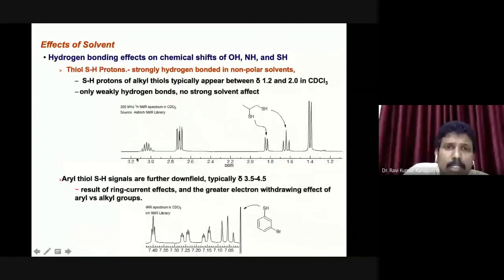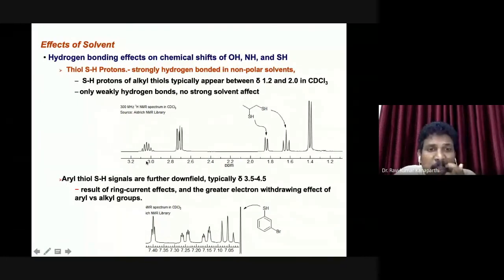And when it comes to the thiols, again a similar discussion: the thiol protons don't show much broad nature like NH and OH protons. These effects are very small. The SH protons of alkyl thiols typically appear between 1.2 and 2 ppm in CDCl3. Hydrogen bonding doesn't show, so we don't see very strong effects as with amines, amides, carboxylic acids and phenols.